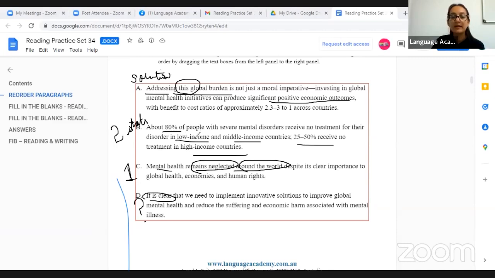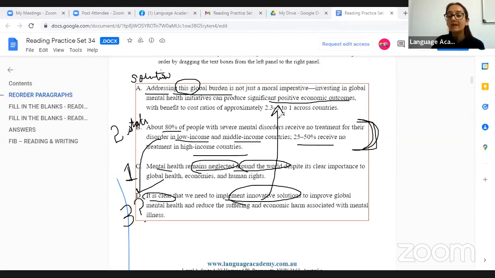So 80% of people are neglected in low income, and 25 to 50% they receive no treatment, means they are neglected only. So 25 to 50% receive no treatment in high income. So this is how many people are neglected. So when these many people are not getting treatment, from there you come to know that it is clear. So many people are not getting treatment. Only then you can say it is clear that we need to implement. Clear from the stats. We need to implement innovative solutions. So first you will say that we need to have solutions, and after that you will give one solution, or you will talk about how, what all can be the solution. That is why this comes later on.